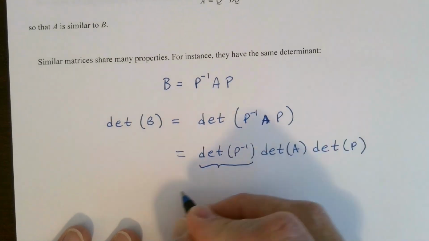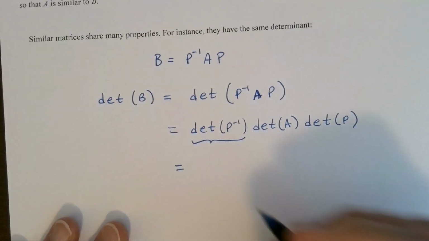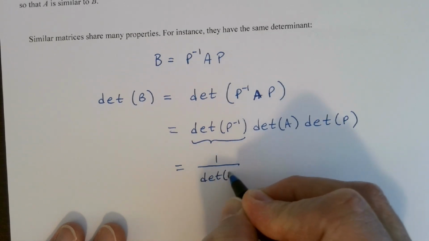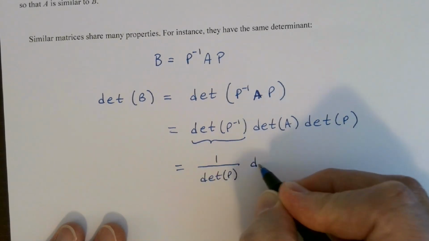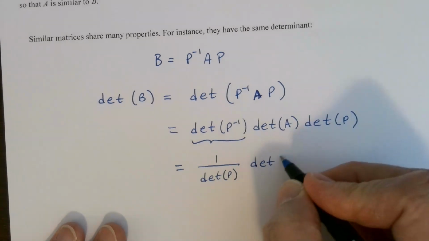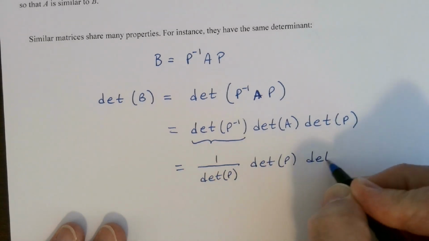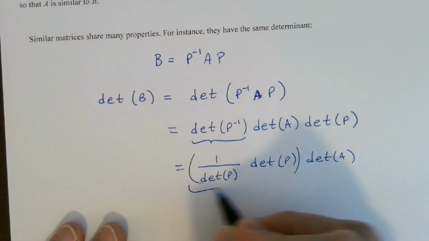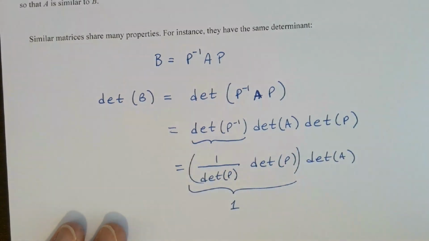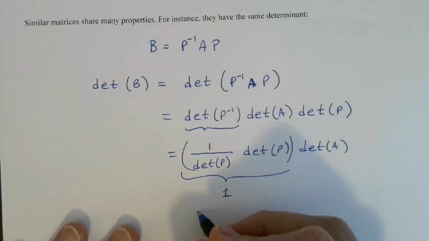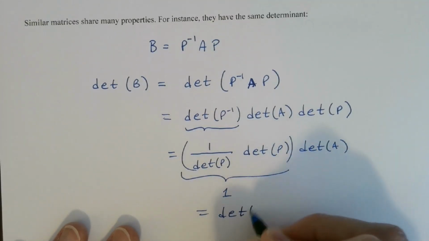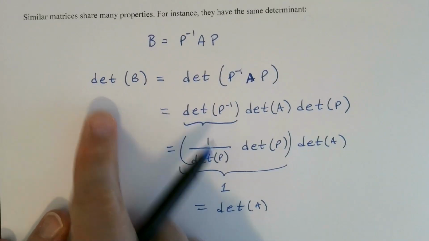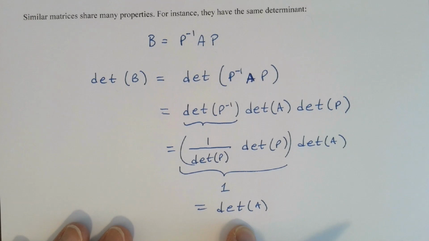Also, some of you remember something about the determinant of P inverse. What is that? Remember, that's 1 divided by the determinant of P. And if I go ahead and swap the order here, just so we can see it very clearly, these are all real numbers. What do we know about these two quantities? If we multiply them together, we get 1. And 1 times the determinant of A is the determinant of A. And there's the proof that the determinant of B is equal to the determinant of A.